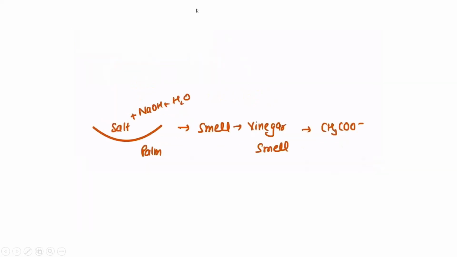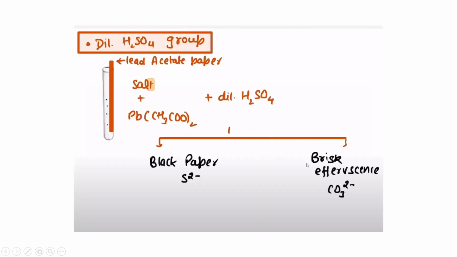And here, for acetyl group, take a watch glass, add salt plus NaOH plus water and smell it. If there is a smell of acetic acid or vinegar, it shows the presence of acetyl group. So salt plus NaOH plus water, smell it. And if you have the vinegar smell, it shows the presence of acetyl group, right?